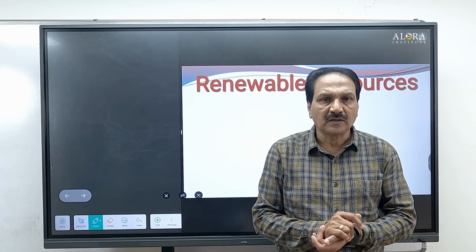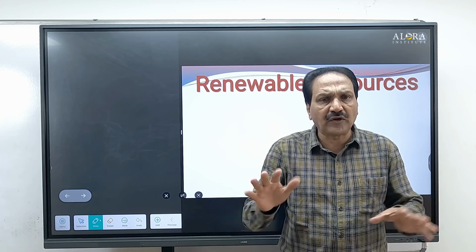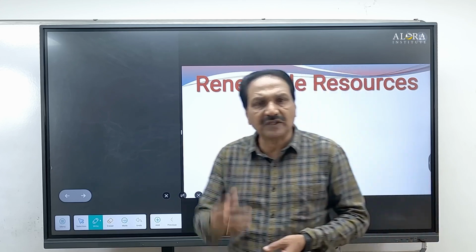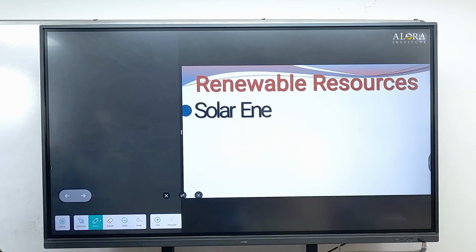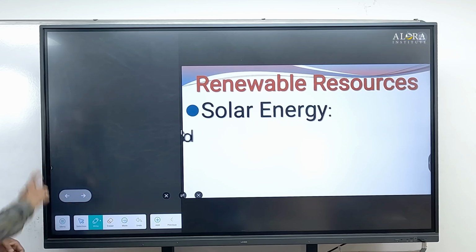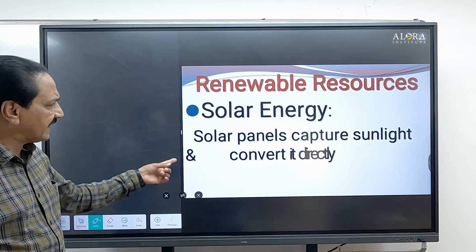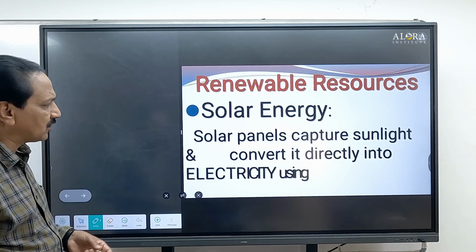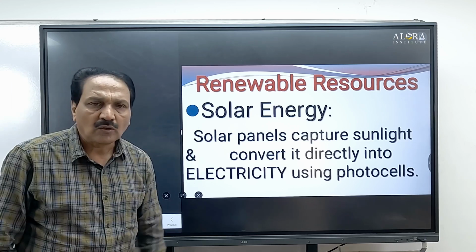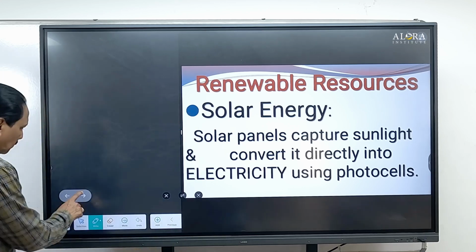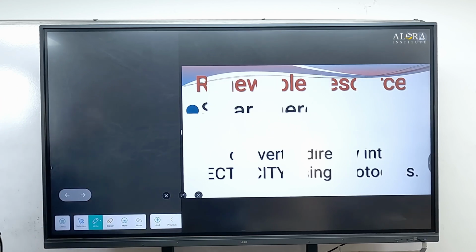Solar energy. Nowadays we are getting solar lamps, solar street lights. Everywhere photocells are used, which convert solar energy into electrical energy. Fine guys, look at this. Solar panels capture the sunlight and convert it directly into electricity using photocells. This is one type of renewable resource. Fine then. Let's go for another renewable resource.